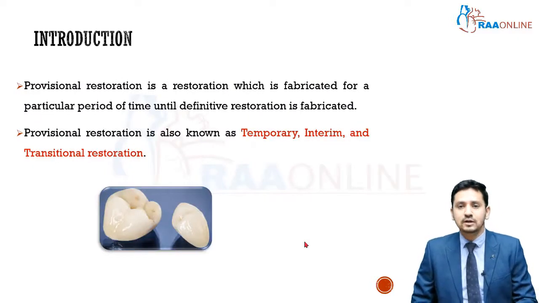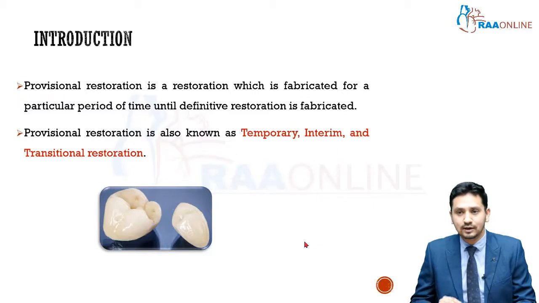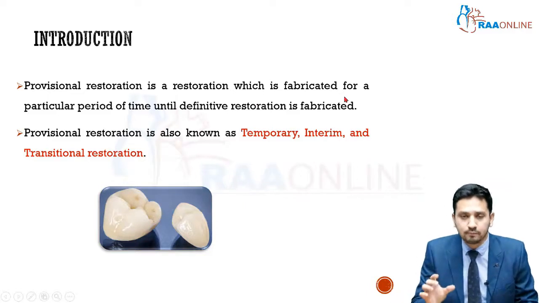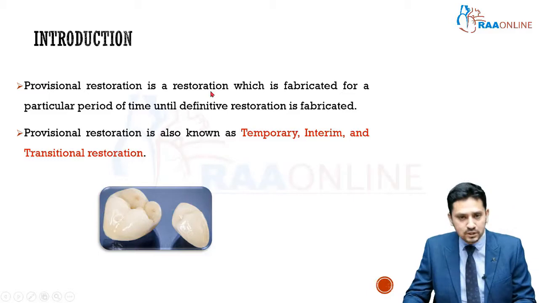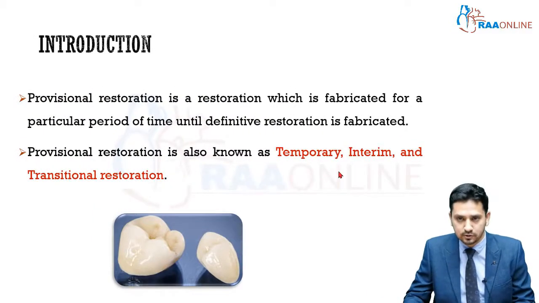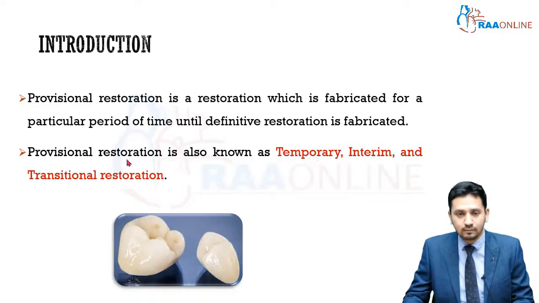Introduction. Provisional restoration is a restoration which is fabricated for a particular period of time until a definitive restoration is fabricated. As this sentence goes, this restoration is only fabricated for a particular period of time until your final restoration is fabricated. Provisional restoration is also known as temporary, interim and transitional restoration. So do not get confused if all these other three terminologies are used. So please be very clear that the temporary, interim, transitional and provisional all mean the same.